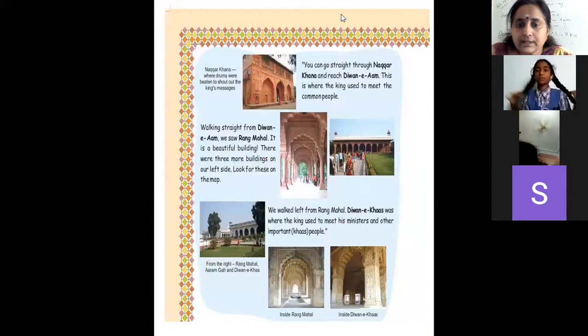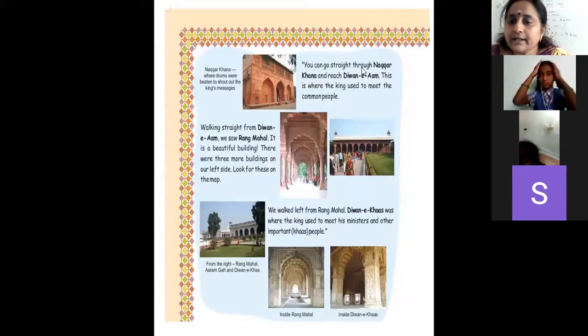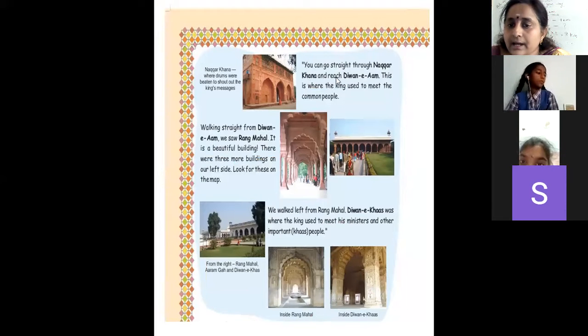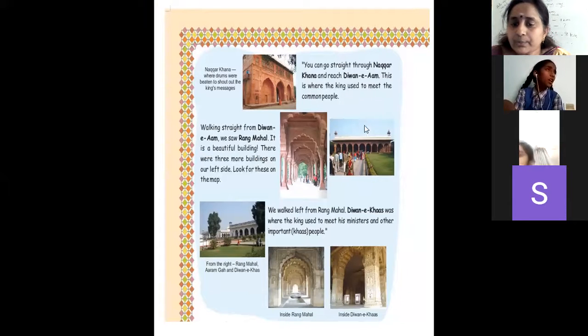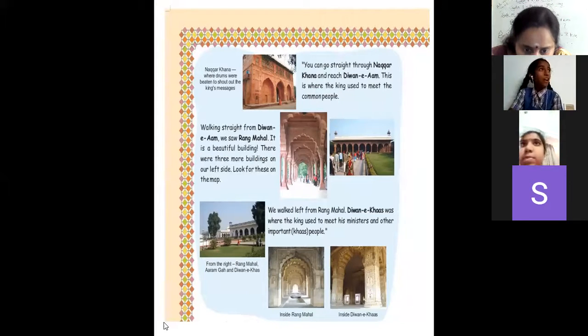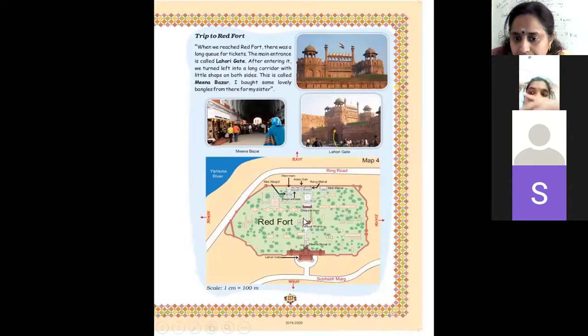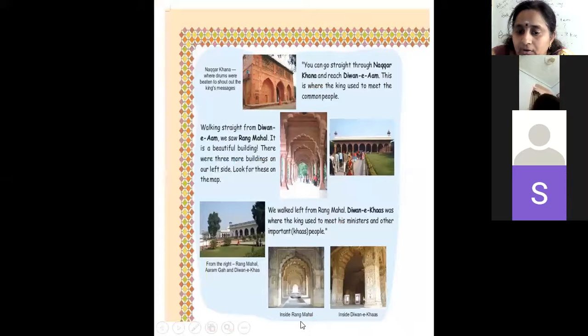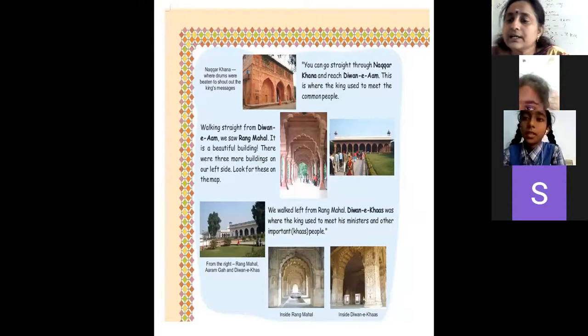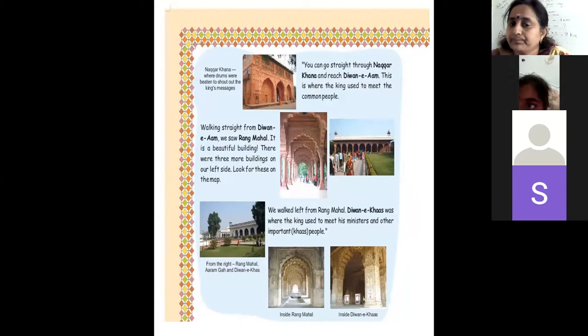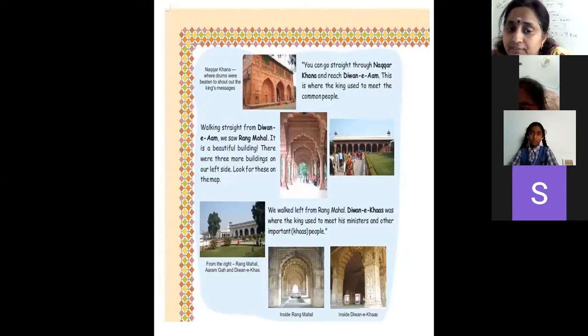Now, what did they do later? You can go straight through Nakar Khan and reach Diwan-e-Am. This is where the king used to meet the common people. So let us see where it is. Here, this is Nakar Khan. From there, if you move a little bit forward, you will get Diwan-e-Am, where the king used to meet the common people.